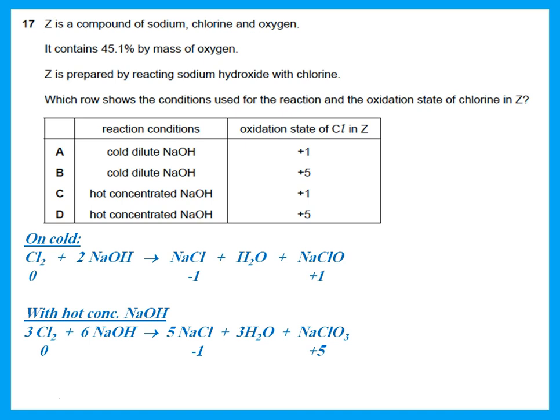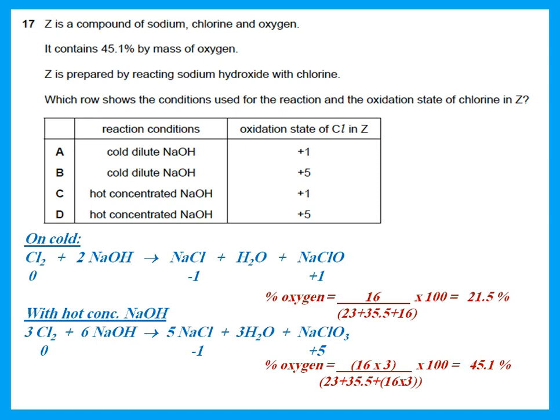So let's calculate the percent oxygen for each of these products. For NaClO, the percent oxygen is 21.5. For NaClO3, it is 45.1. So he's talking about the reaction with hot concentrated sodium hydroxide. In that case, the chlorine has an oxidation state of +5. So my answer is D.